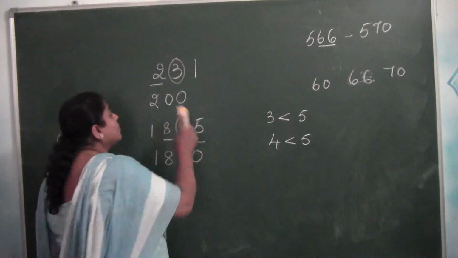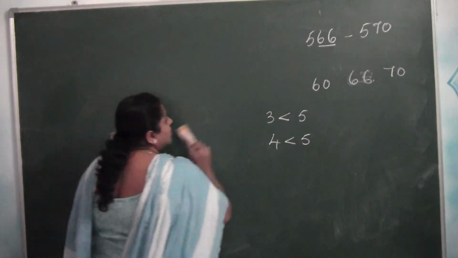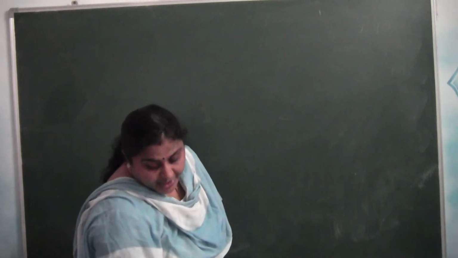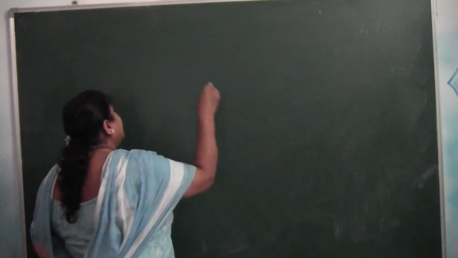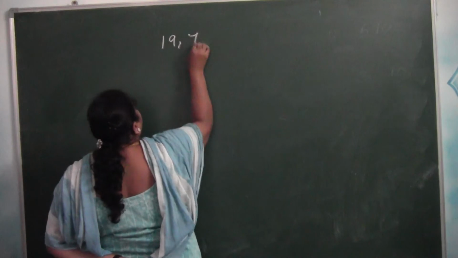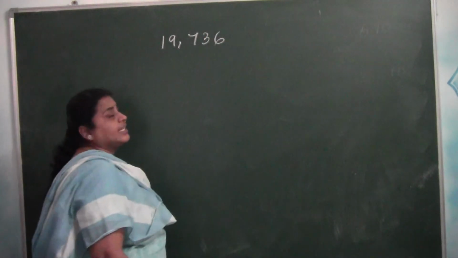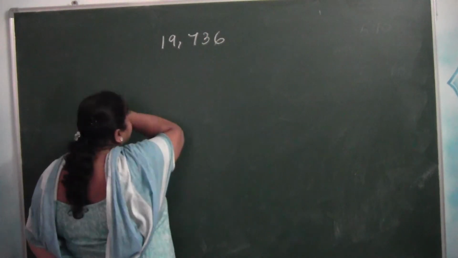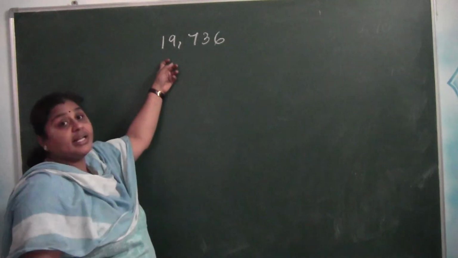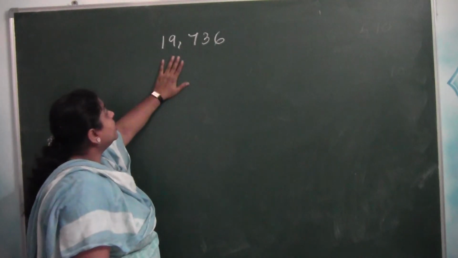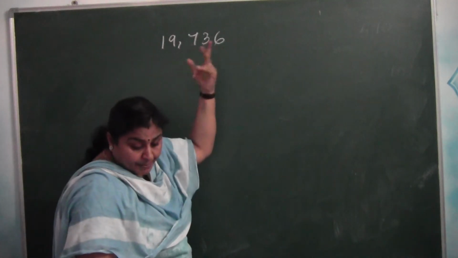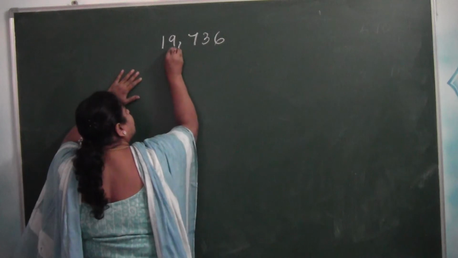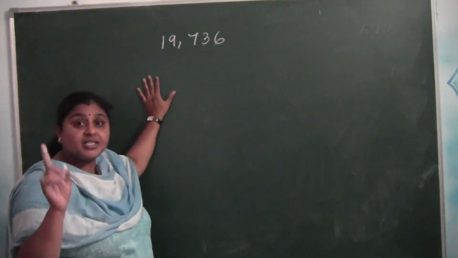Now let us see how to round it off to nearest thousand. Rounding off the numbers to the nearest thousand. Now I have 19,736. Now what happens here? Now what is the number I have to underline? That I have to compare it in thousands. So I have to round it off to nearest thousand.